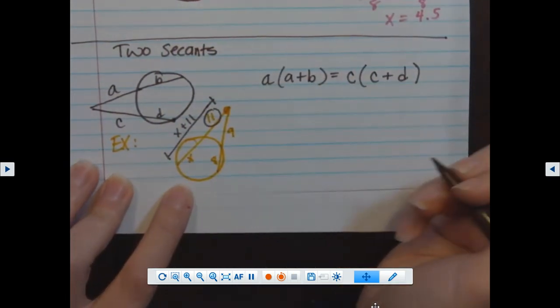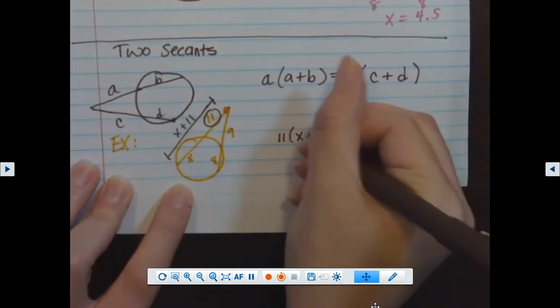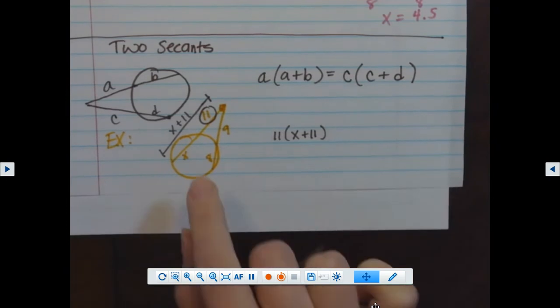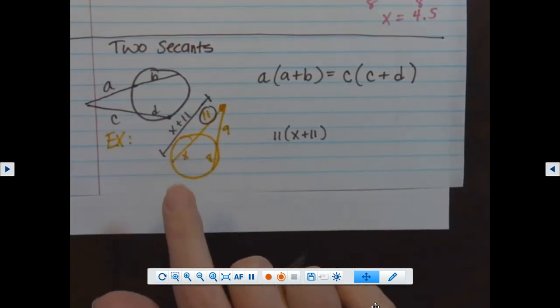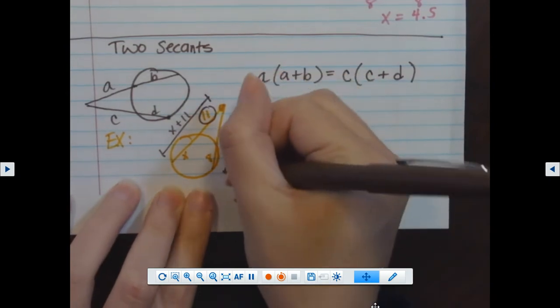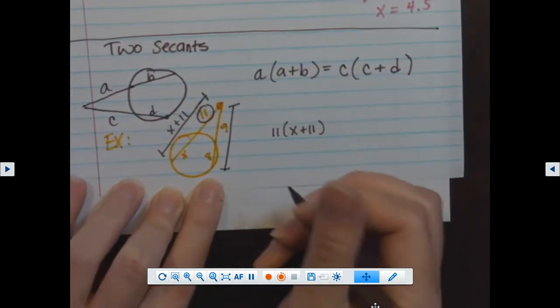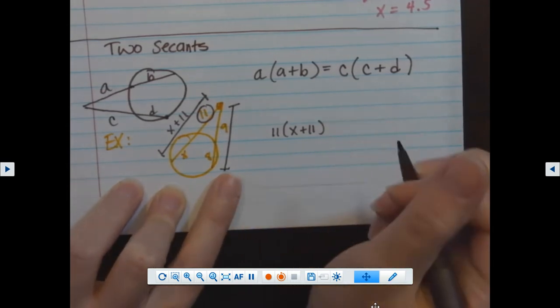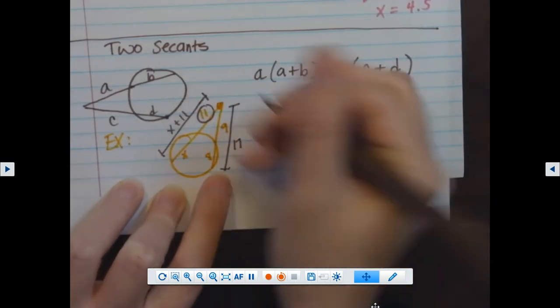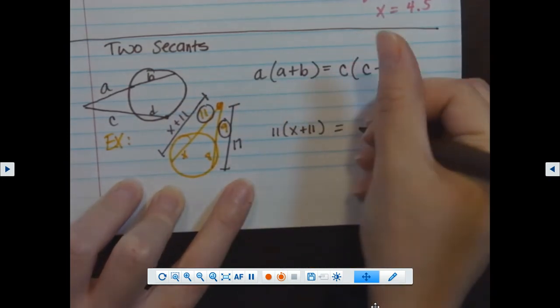As soon as I do that, I'm going to write it down. So we did the outside times the whole thing. Now I'm going to go to the other side and do the same thing. 8 and 9, you can add those. 8 plus 9 is 17. And so now I'm going to use 9 times 17.